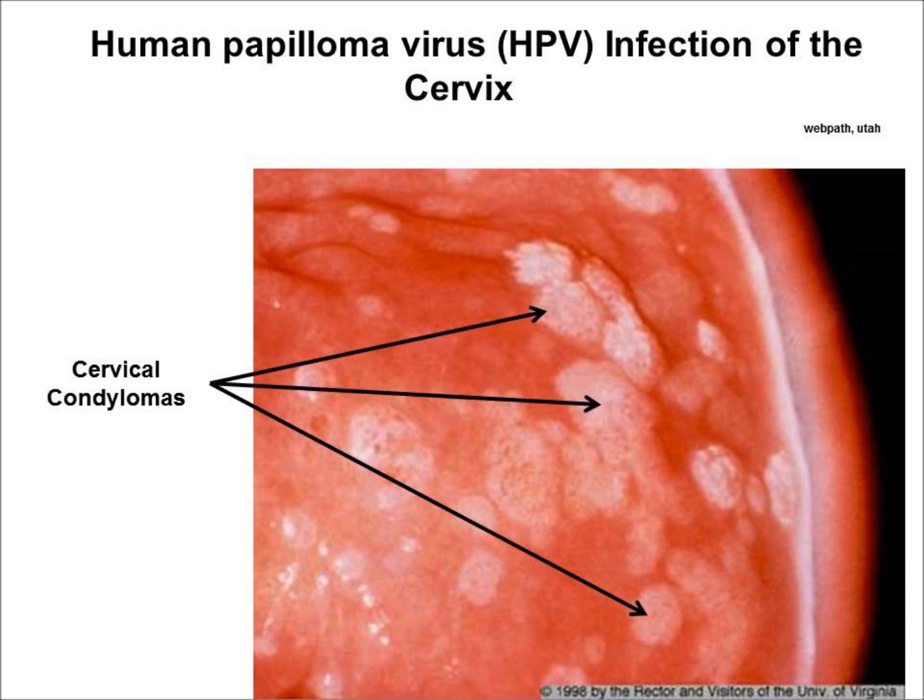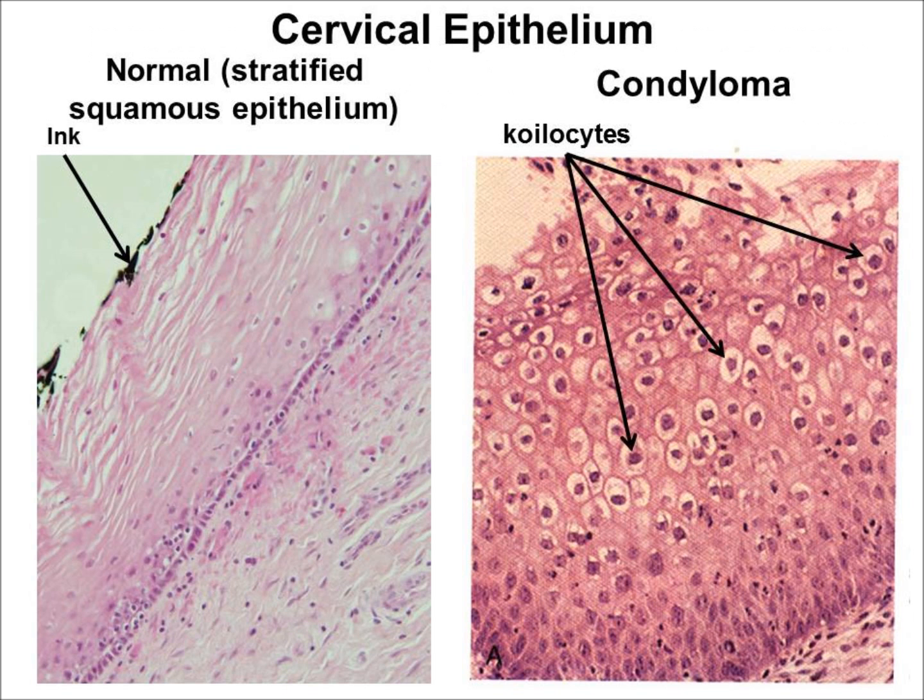Now, normally, cervical condylomas are not grossly visible. However, if the cervix is first treated with acetic acid, then they appear as white macular lesions as shown here. As I indicated before, these are sites of active HPV infections and most often occur in the transformation zone of the exocervix. This slide shows the histological appearance of a condyloma.